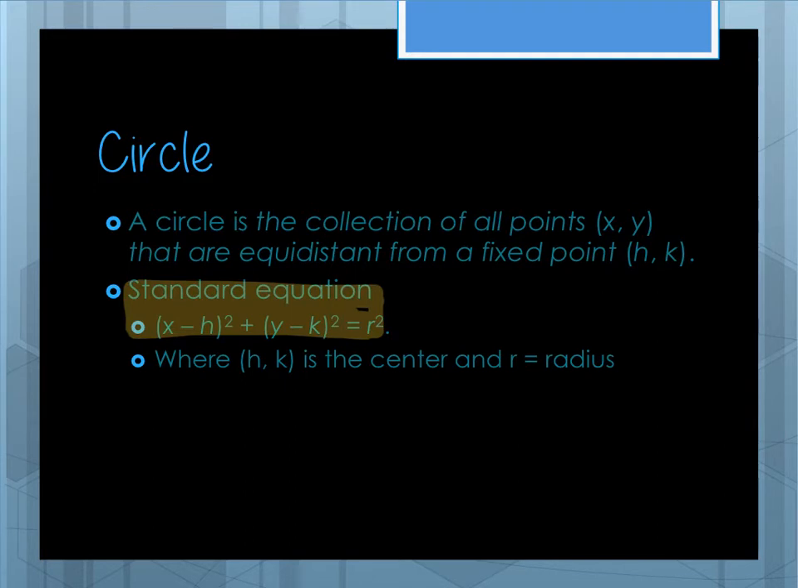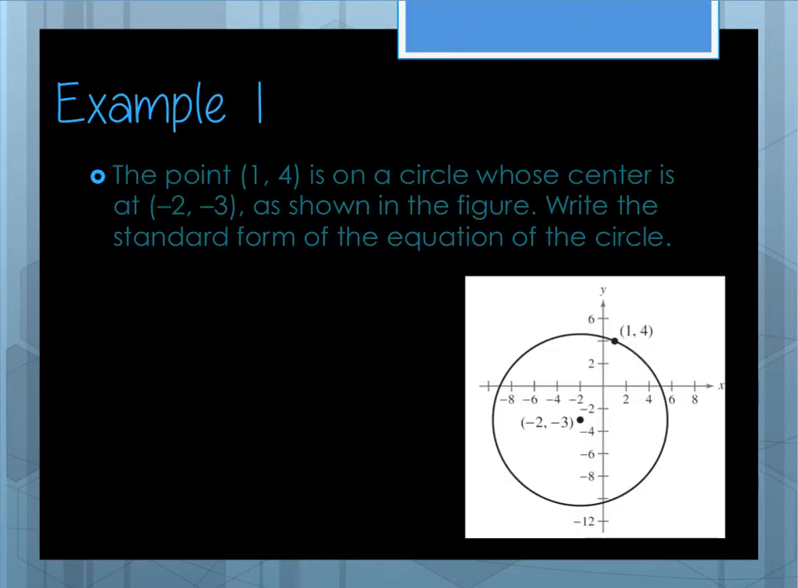You're going to get either one or multiple equations for each of the conics that we're going to cover. This is your circle one. Example 1 says the point (1, 4) is on a circle whose center is at (-2, -3), as shown in the figure. Write the standard form of the equation of the circle. The figure just reinforces it this time. They could have given you just the figure or just the written information. Your job is to create the equation based on the information that's there.